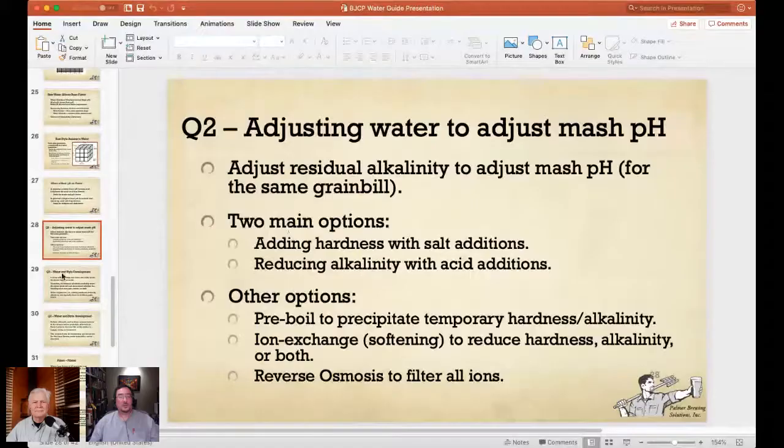So that was basically the answer to question 2. Name 2 methods that brewers use to adjust their water to control the mash pH. It could be adding hardness and reducing alkalinity, salt additions, acid additions, or it could be pre-boiling, ion exchange, or reverse osmosis. Those are other options as well. Pick any 2 of the 5 to discuss.